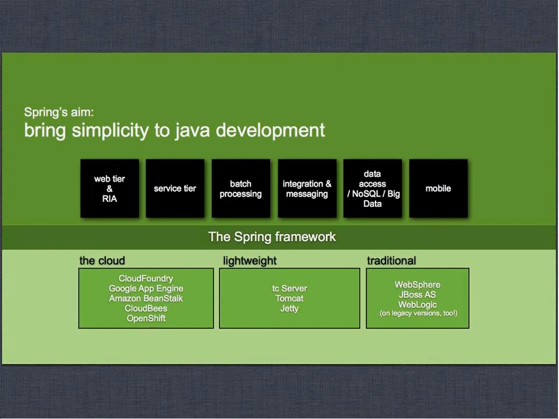In particular, there's support for building web applications and rich internet applications. We'll look at a lot of that today. There's support for building highly concurrent transactional service tiers, for handling batch processing, for handling messaging and integration, enterprise application integration solutions, big data and small data, medium data, and mobile. And, of course, we'll look at that as well today. So there's a lot to be had if you just know where to look in the Spring framework.